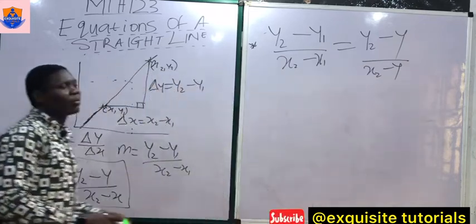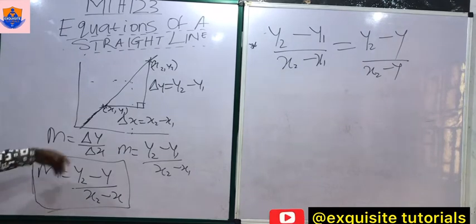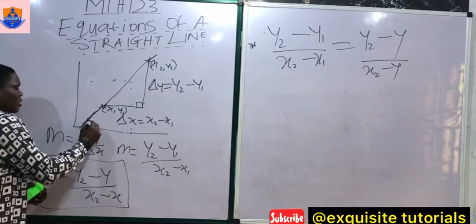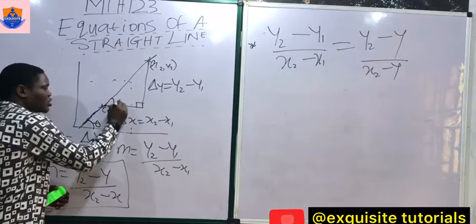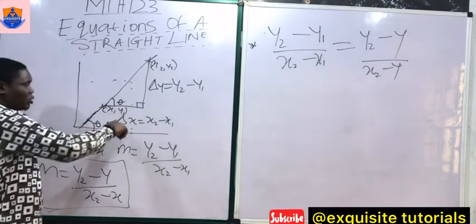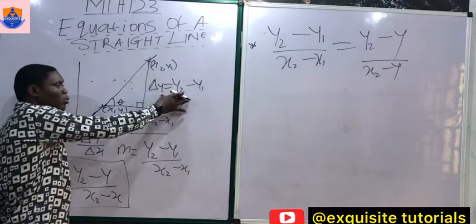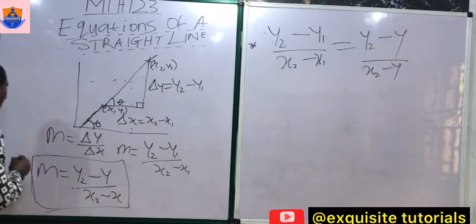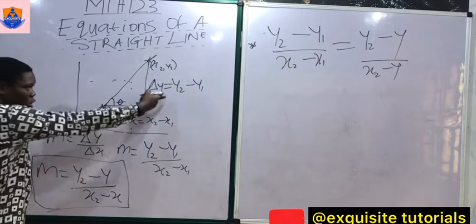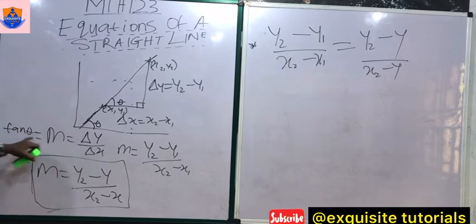Now there's something they usually do. Sometimes they might not give you the gradient of the line and they might not give you two coordinates. Now if you observe, this line makes an angle with the horizontal axis. Let's call that angle theta. Now, do you know that from our trigonometric ratio, tan theta is opposite over adjacent. So our tan theta is change in y, opposite, all over change in x. Now it therefore means that our gradient is tan theta.